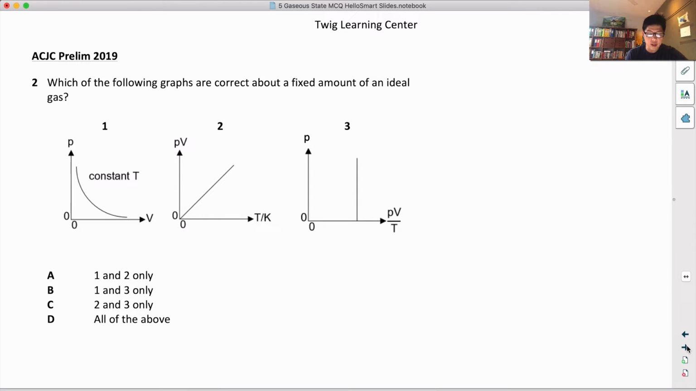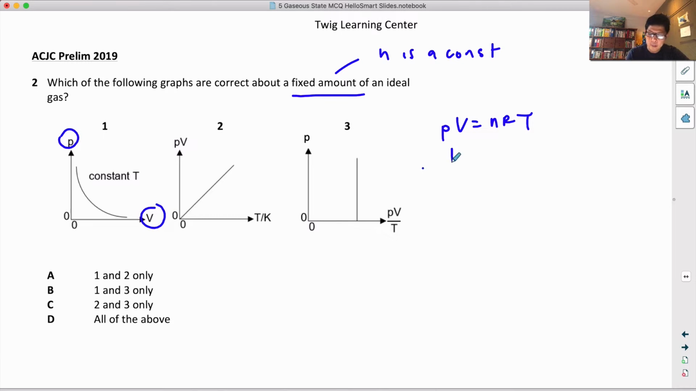Which of the following graphs are correct for a fixed amount of an ideal gas? When they say fixed amount, don't forget it means the number of moles, n, is a constant. Let's run through. If I use PV equals nRT, I'm doing the first one, P versus V. P equals nRT times 1 over V. As you can see, pressure and volume are inversely proportional, so this graph is definitely correct.